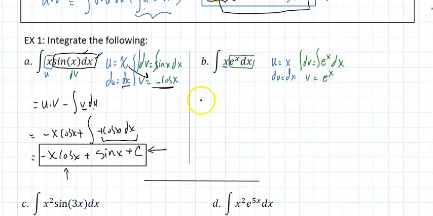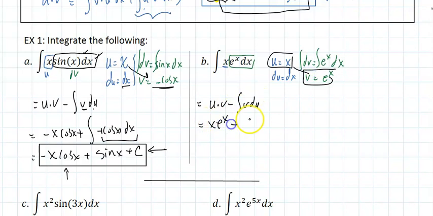So according to my formula, this is going to be u times v minus the integral of v du. That's going to be u times v. So the product of those, that's x e to the x, minus the integral of v du. And that would be x e to the x. And what do you take a derivative of to get e to the x? e to the x plus a constant.